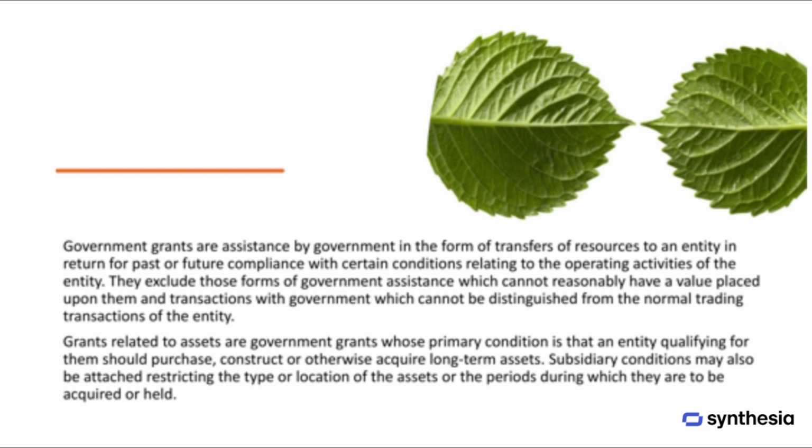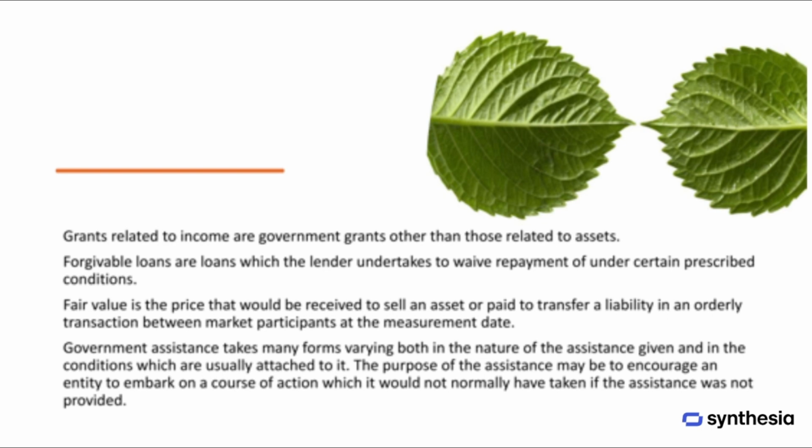One common type of grant is what's known as a grant related to assets. This means the main requirement is for the business to use the grant to purchase, build, or acquire long-term assets. Sometimes there are extra conditions too, such as rules about the kind of assets that can be bought, where they can be located, or how long they must be kept. Grants related to income refer to government support that isn't tied to the purchase or construction of long-term assets. Instead, these grants are meant to help with the general income or operations of a business.